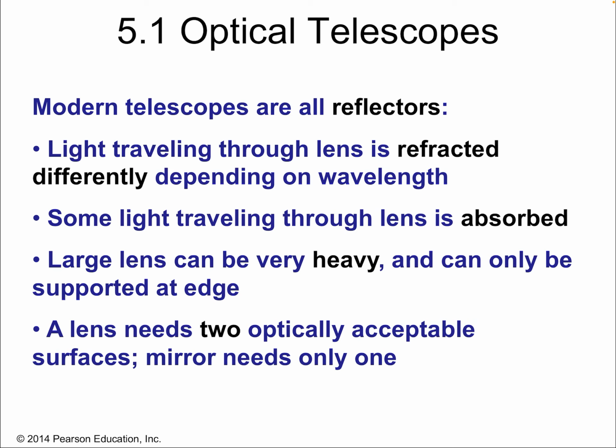So modern telescopes are all reflectors, okay? The major ones are all reflectors. Light traveling through a lens is refracted differently depending on the wavelength. Some light traveling through lenses is absorbed, and large lenses can be very heavy and can only be supported at the edge. Right? There's no way to have a support in the middle because that would interfere with the light. A lens needs two optically acceptable surfaces. Mirrors need only one, okay?